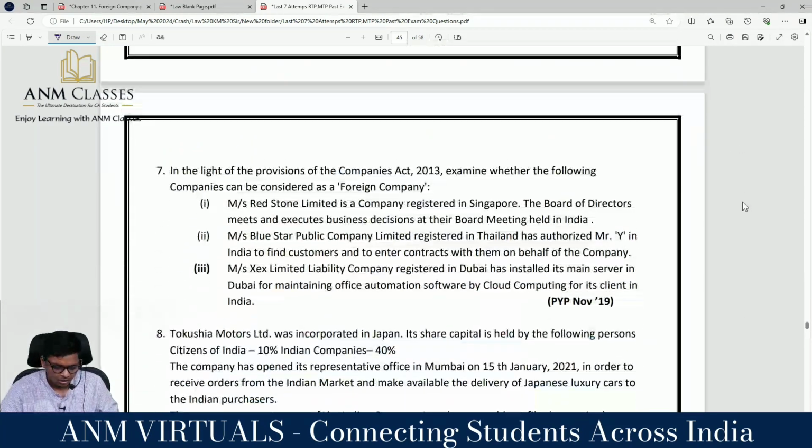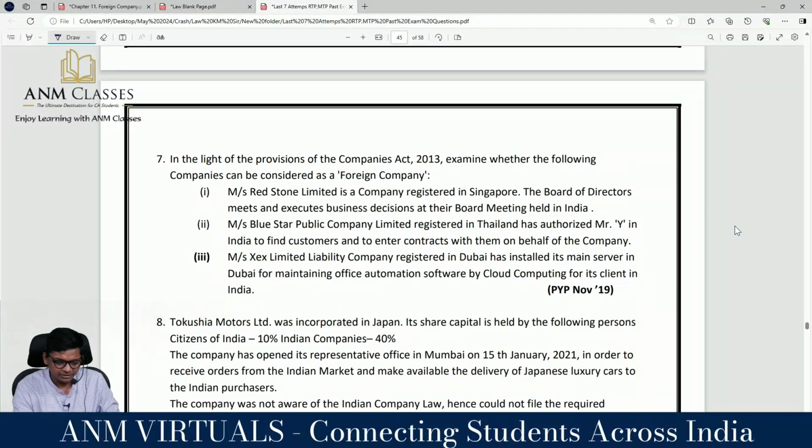Next. That's it. After this all questions are simple, small ones. In light of the provisions of the act, whether it's a foreign company or not, quickly. Redstone is a company registered in Singapore. Board meeting is being held in India. Is it a foreign company? No.